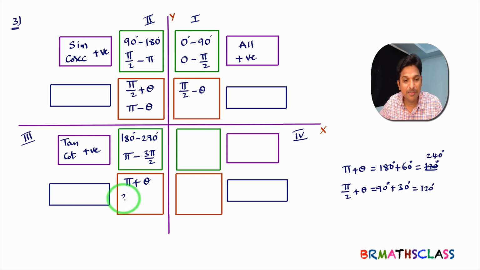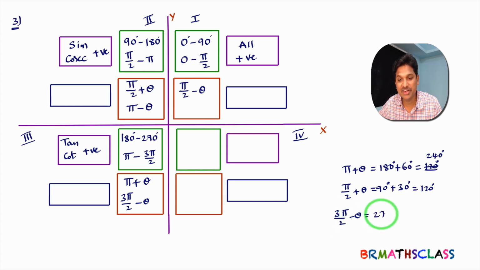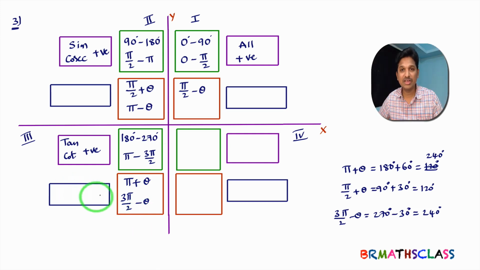Similarly, 3 pi by 2 minus theta. 3 pi by 2 means 270 degrees. 270 degrees minus theta is acute angle. You take anything. For example, I'll take 30 degrees. 270 degrees minus 30 degrees is what? It is 240 degrees. 240 degrees lies in which quadrant? It lies in third quadrant. So, what I am trying to say, pi plus theta lies in which quadrant? Third quadrant. 3 pi by 2 minus theta lies in which quadrant? Third quadrant. You need to be thorough in all these things. This box I'll discuss at the end.